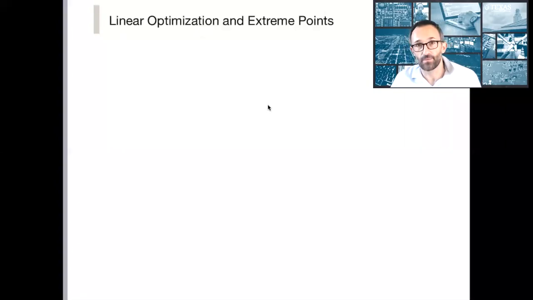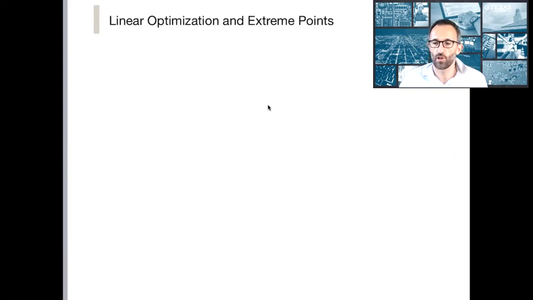Okay, welcome back. We're getting into it now. We're going to start talking about linear optimization and some ideas about the geometry of linear optimization. In particular, develop ideas about polytopes and polyhedra.